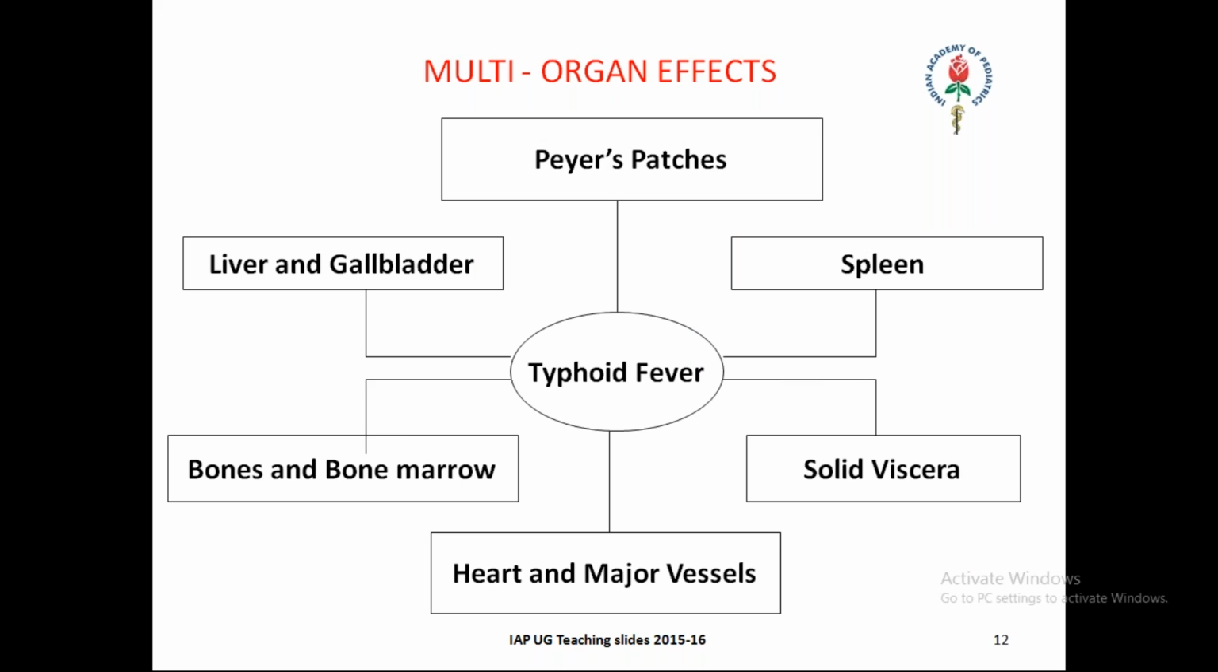So multi-organ effects from typhoid fever are, first, the Peyer's patches in the intestine, then the liver and gallbladder. It affects the spleen, it affects the bone and bone marrow, it affects other solid viscera, and even it affects the heart and the major vessels.